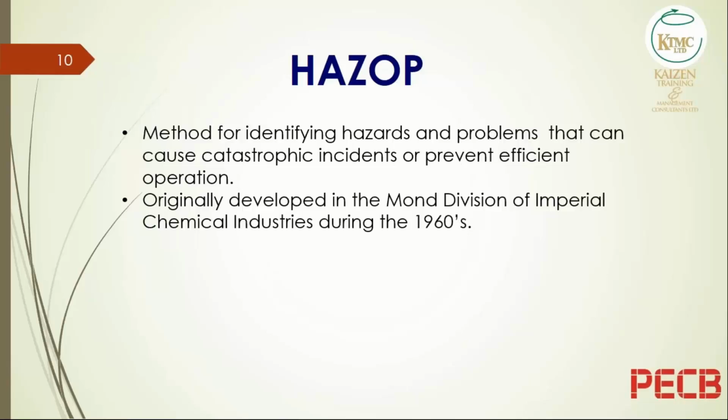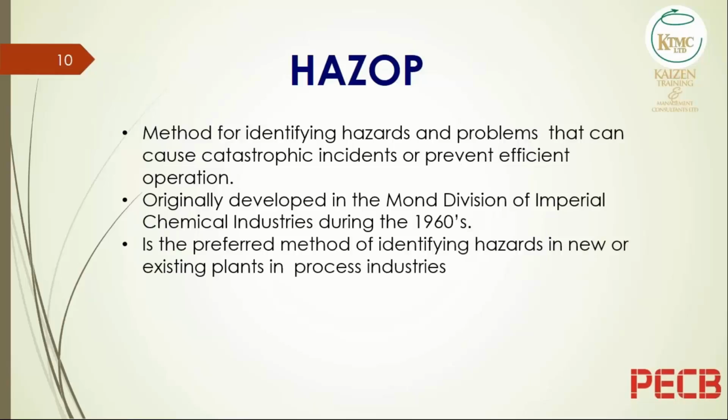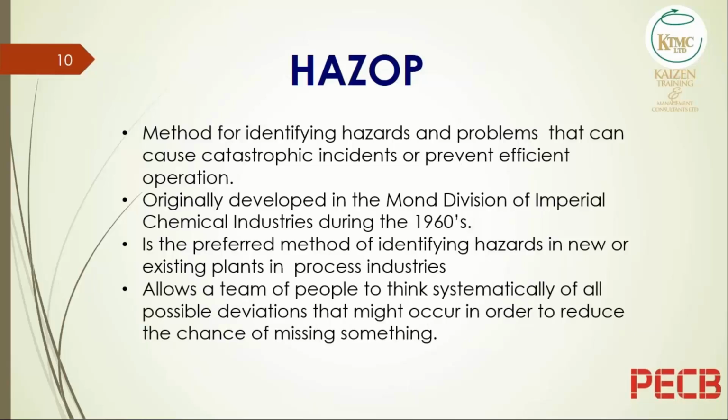The methodology was originally developed by the MOND division of Imperial Chemical Industries in the 60s. It is the preferred method of identifying hazards in new or existing plants in the process industry. So in the oil industry, in the chemical industry, this is the methodology that is used most often. It allows a team of people to think systematically of all possible deviations that might occur in order to reduce the chance of missing something.